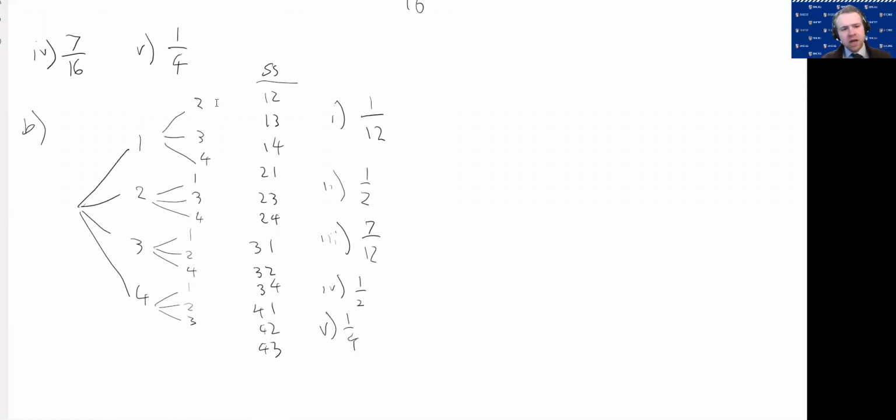Okay, so for that one, it helped to list the sample space by doing a tree diagram. So then listing all the options so we could get the total number and then just counting how many we need for each of these different ones here.